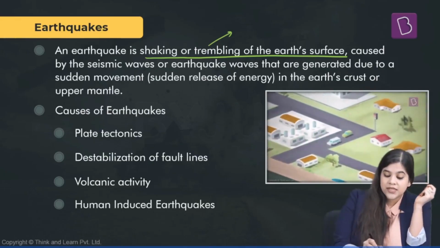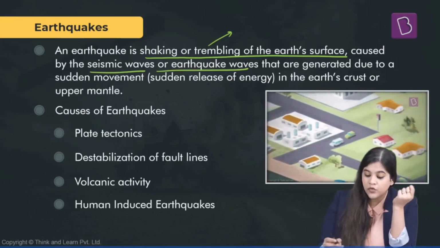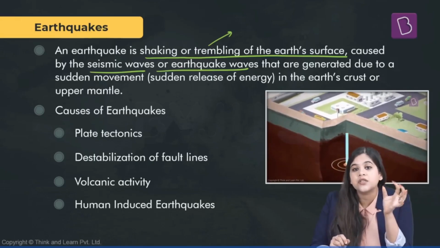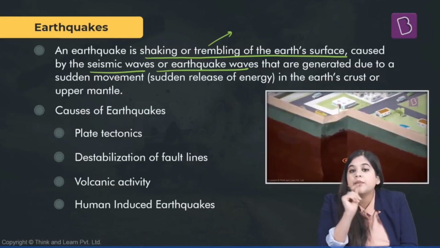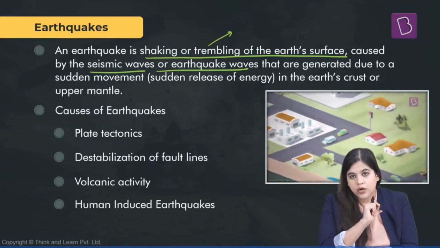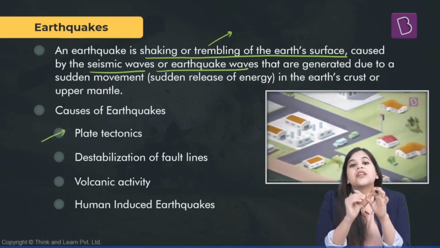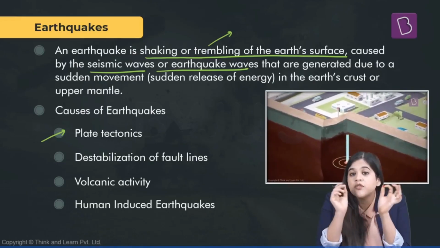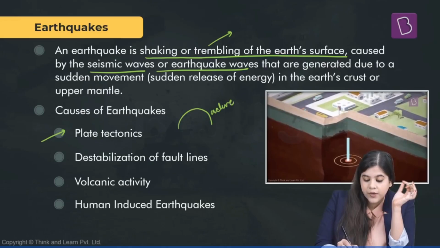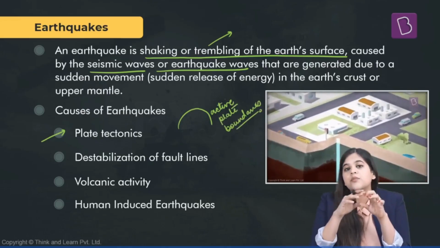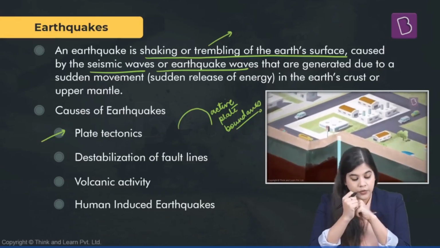Now, this is caused by seismic waves or earthquake waves that are generated due to sudden movement or sudden release of energy in the earth's crust or in its upper mantle. There can be multiple reasons due to which earthquakes can be caused. These can be plate tectonics. Plate tectonics is the most common reason for occurrence of earthquakes, and most of the earthquake prone zones are actually located on the active plate boundaries, that is, those boundaries of these plates which are moving towards each other or away from each other.